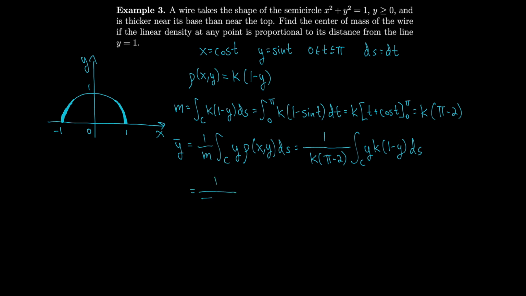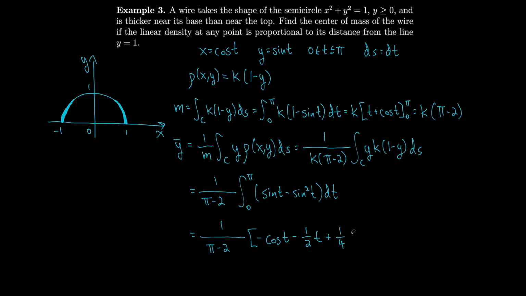And this is 1 over pi minus 2 times the integral from 0 to pi of sine t minus sine squared t dt, which is 1 over pi minus 2 times minus cosine t minus 1/2 t plus 1/4 sine 2t from 0 to pi. So that's just 4 minus pi over 2 times pi minus 2.